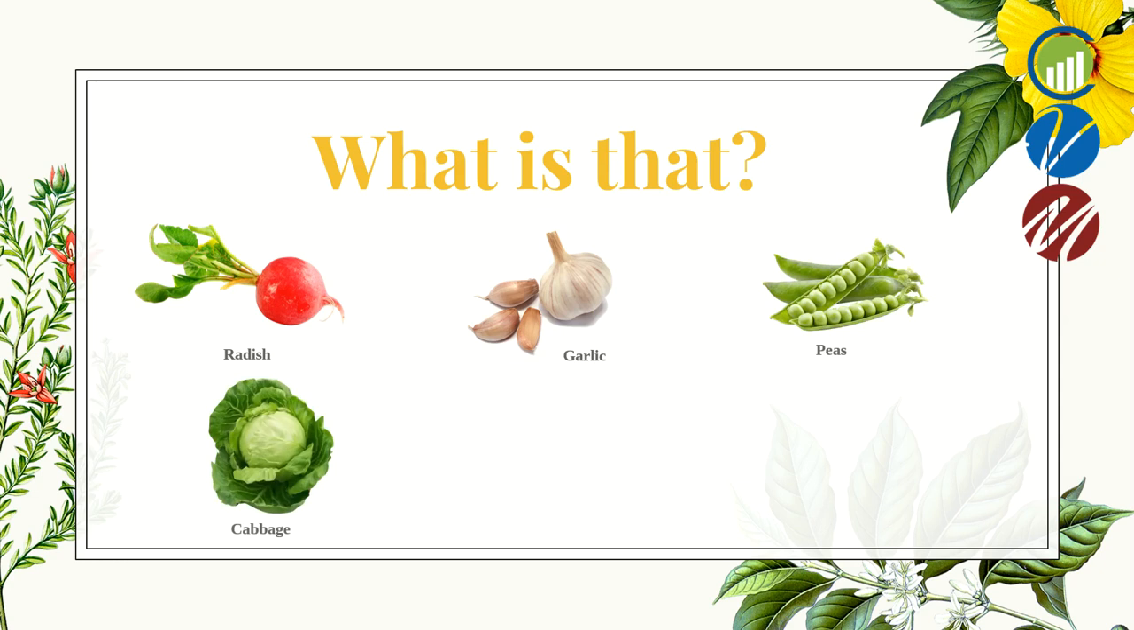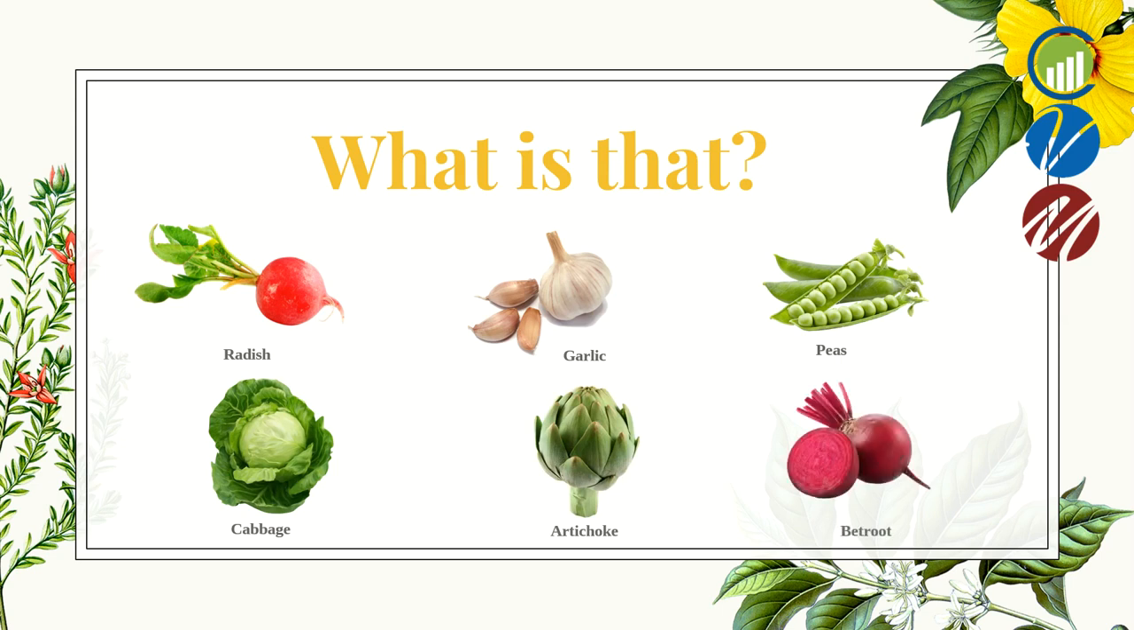Cabbage, which are leaves. Artichoke, which is all composed of leaves. Beetroot, as the name indicates, it is a root.